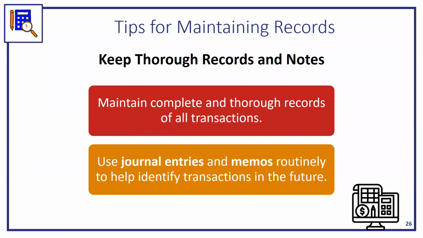Keeping thorough records and notes. One of the most important things you can do to keep track of unclaimed property is to keep quality records. We recommend keeping thorough and complete records of all transactions and using journal entries and memo fields to help identify transactions in the future. Because 6 months down the line, it can be very difficult to identify transactions without those kinds of notes.